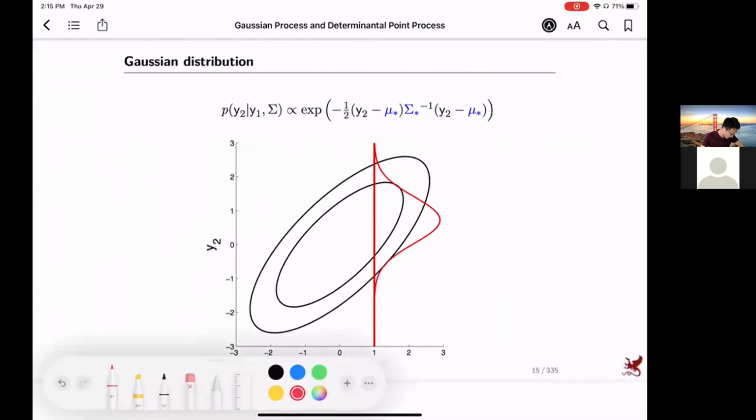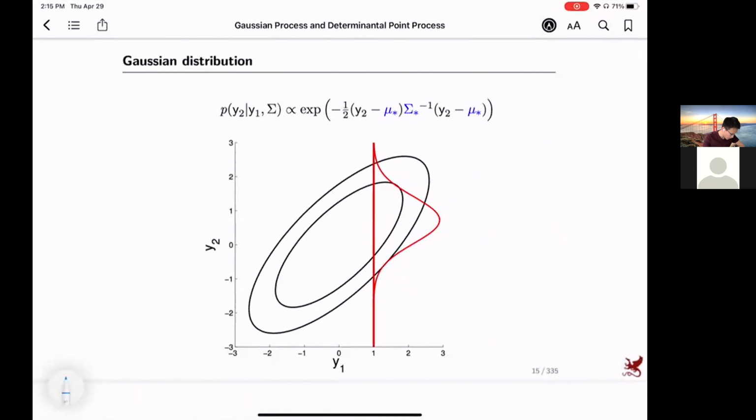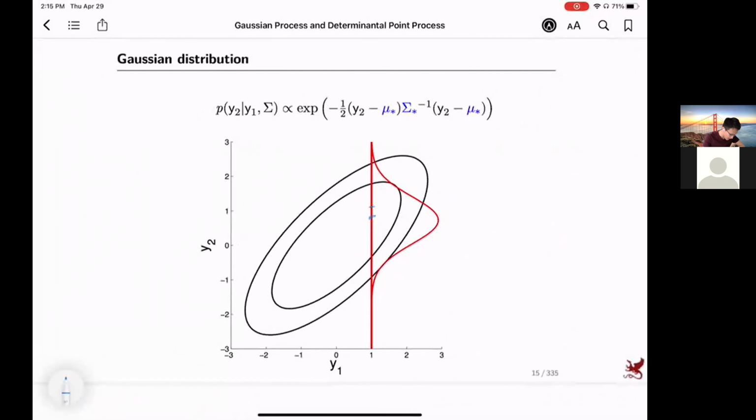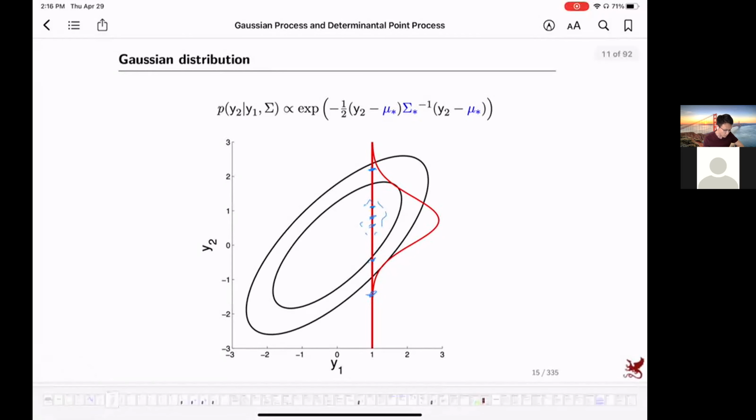How do I read this plot? It's like the following. I fix the value of y1, and if I sample from this Gaussian, all the points I get are going to be projected on this red line. So I might get some points here, one point here, maybe one point here, and one point here. But if I look at the distribution of all these blue points I sampled as the projection on y1 equals 1, then I will get a distribution that looks like this red curve. So it is still Gaussian. In the middle, it's more likely to get sampled, while on the two tails, it's less likely. So this is really nice.